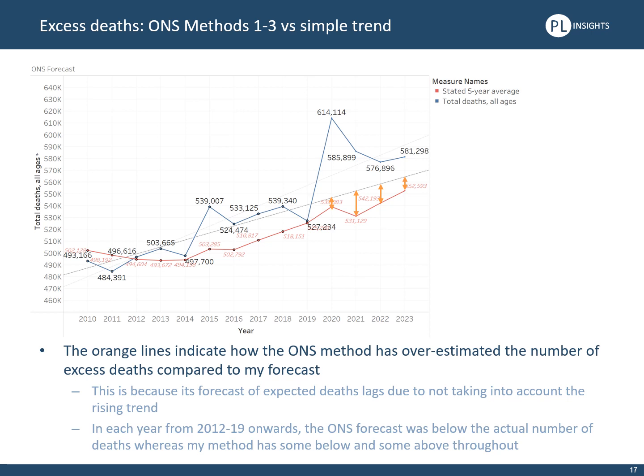It's because the way in which they're predicting deaths is lagging. It takes an average of the last 5 years. Well, we know that 5, 4, 3, 2 and 1 year ago, we'd expect deaths to have been lower than they are now because of that rising trend. And you can see that historically, the ONS method, all the way back to 2012, has always come up with an expected death figure lower than the actual, whereas my grey trend line, sometimes it's above, sometimes it's below, and in my view, therefore, it's a good way of overcoming that limitation of the ONS method.